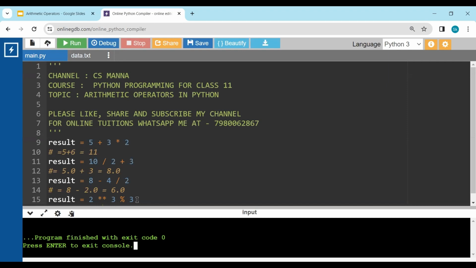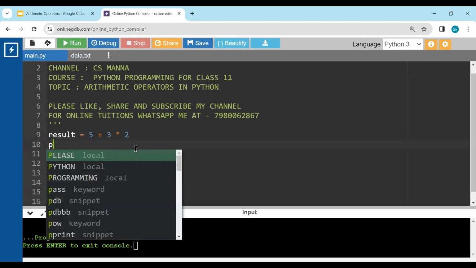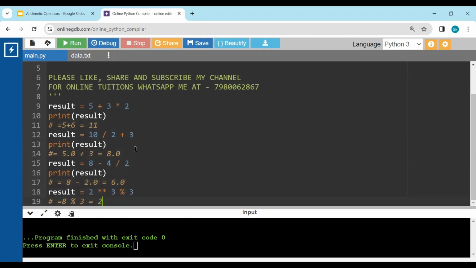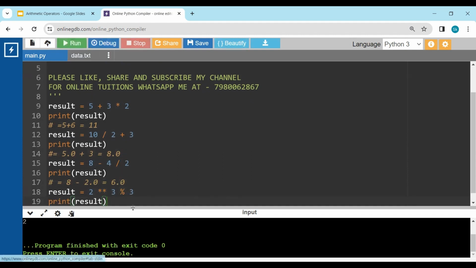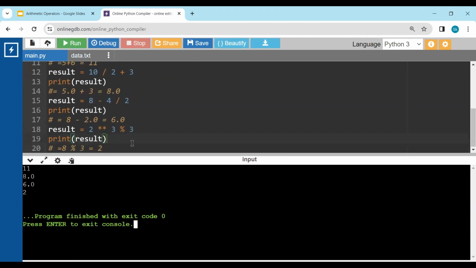So let's run the code and check whether the output is coming. Oh, you will get output only when you are printing it. Okay. We put the print statement everywhere. This is one print, this is one print, and then this. So let me run it. So the results you see, we have got 11, 8.0, 6.0, and 2.